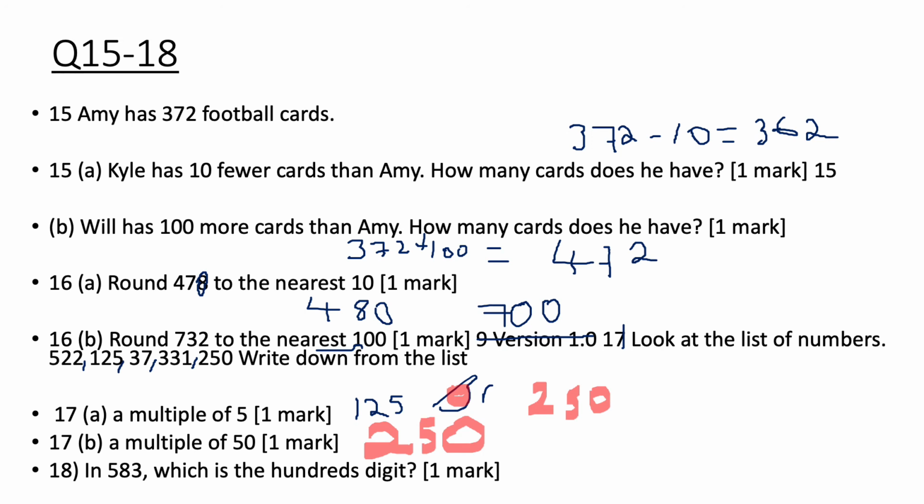Okay, in 583, which is the hundreds digit? Well, the 5 is the hundreds digit. So 5, which is the 500 digit. Okay, so the answer for that would just be 5, because 5 represents 500 in that number.